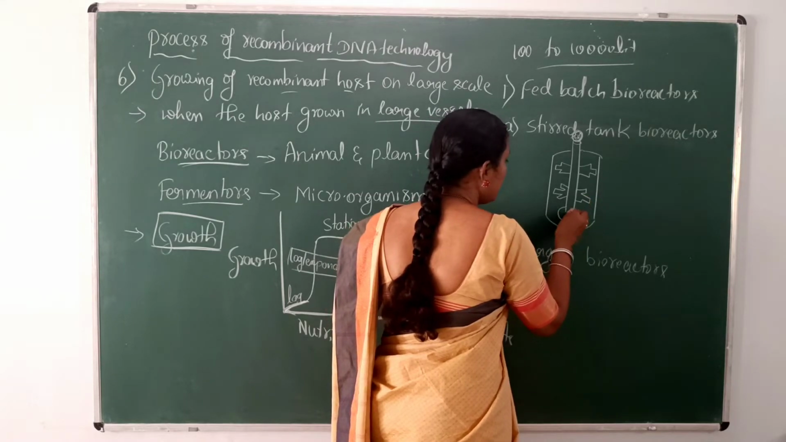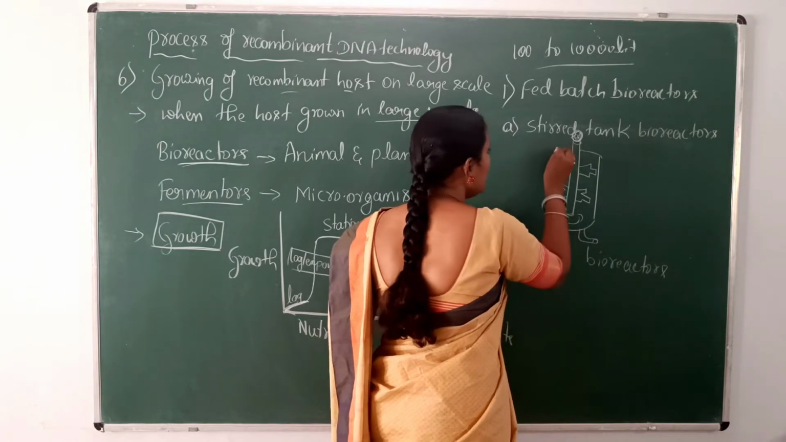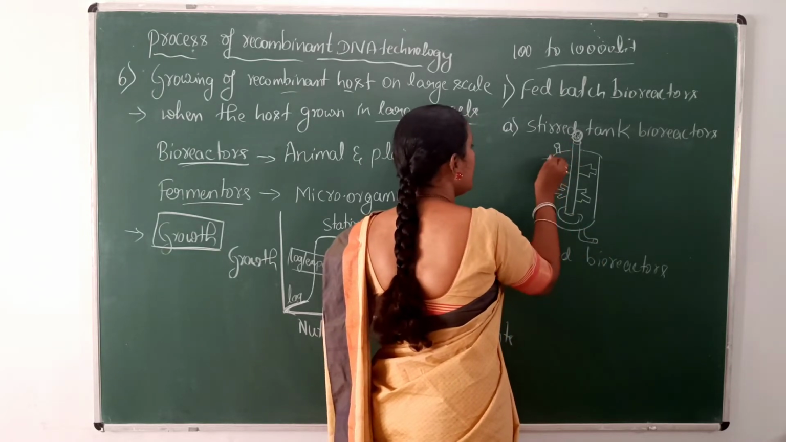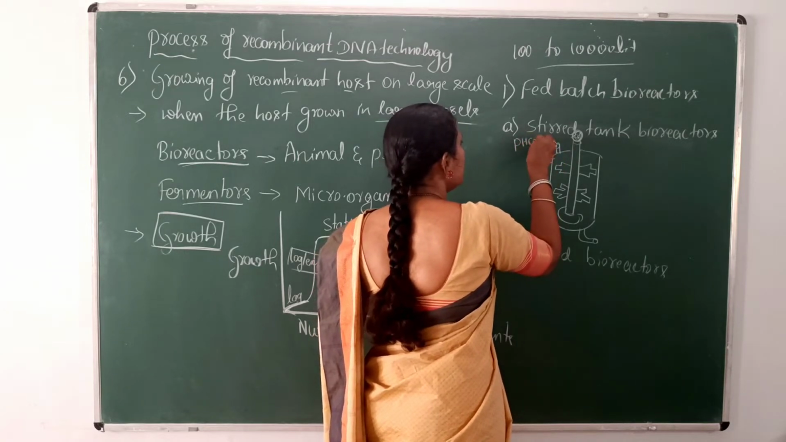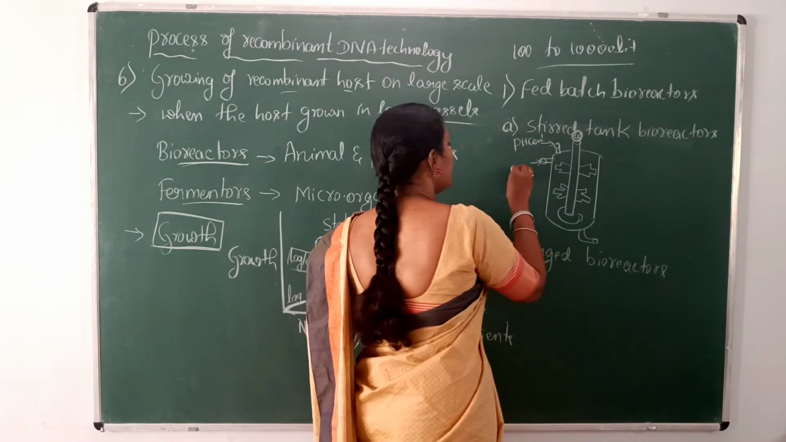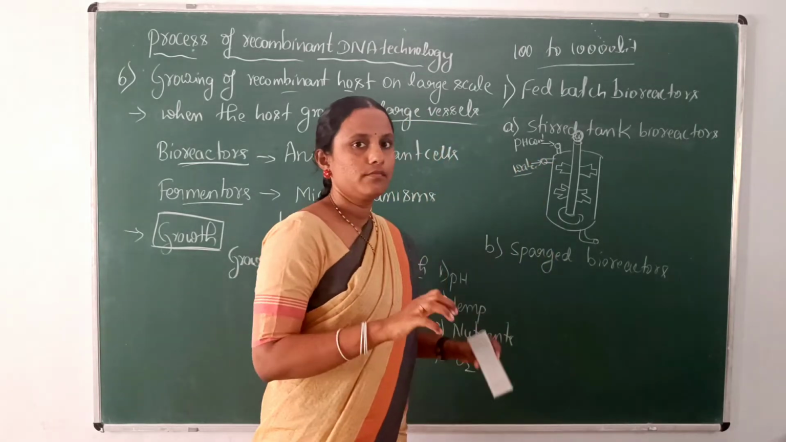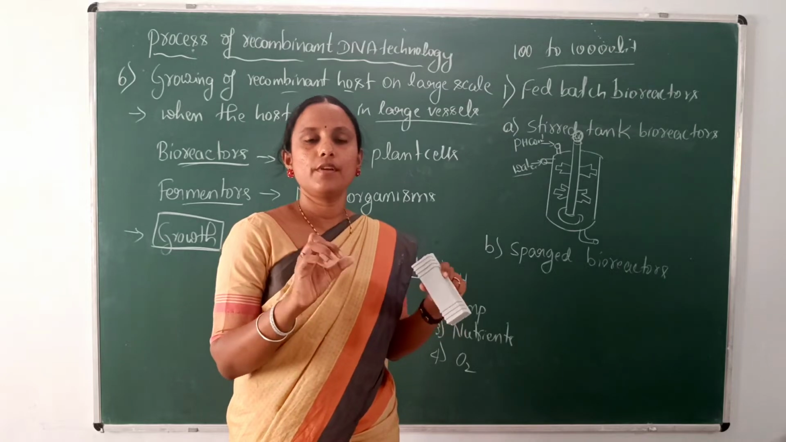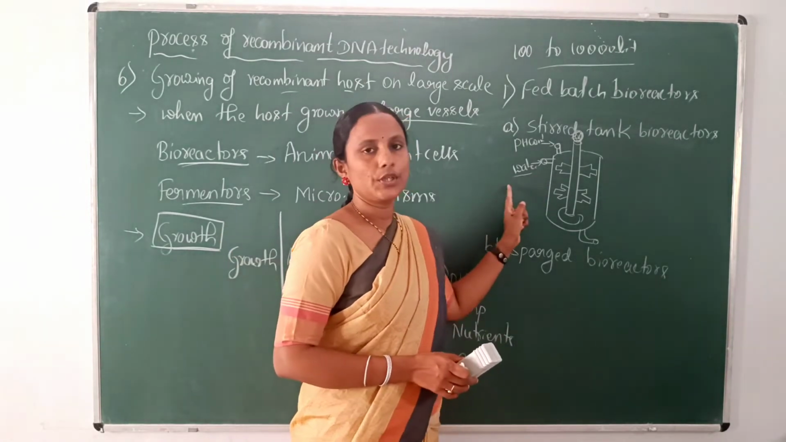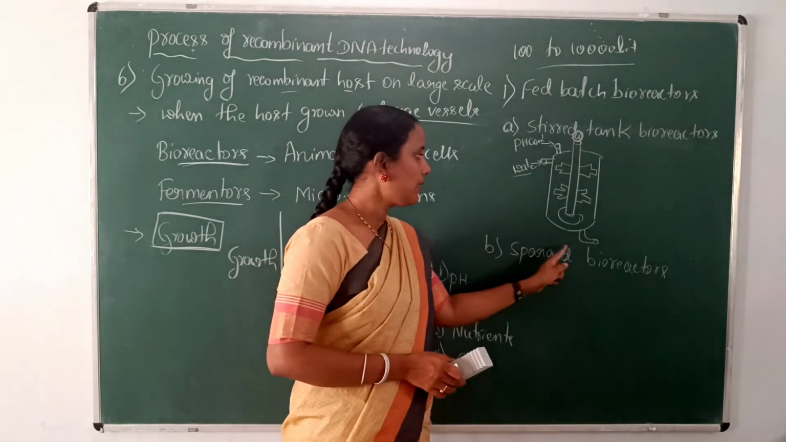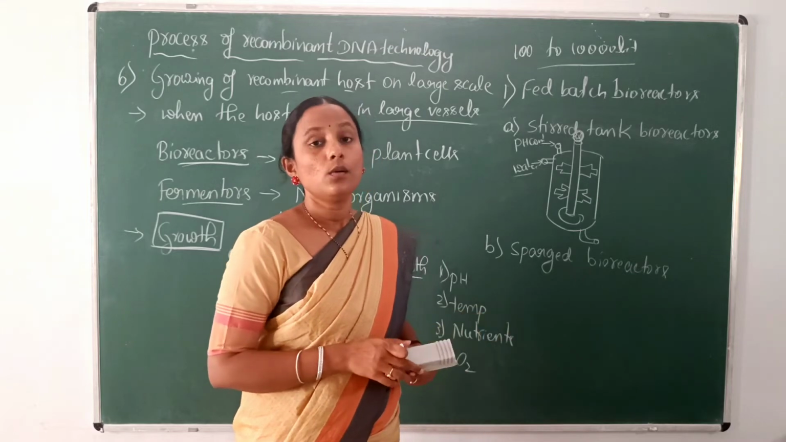So this will rotate like this, and there will be an opening for pH and pH control, and there will be an entry for water, so that it controls the temperature. During the fermentation process, there will be an increase in the temperature. So to regulate that, cold water will be supplied surrounding this, so that the temperature will be cooled down.